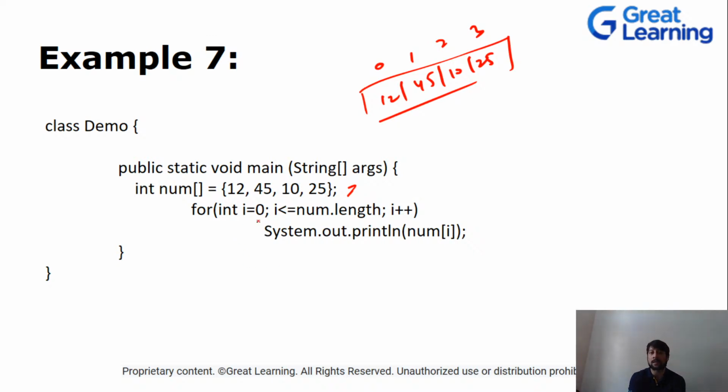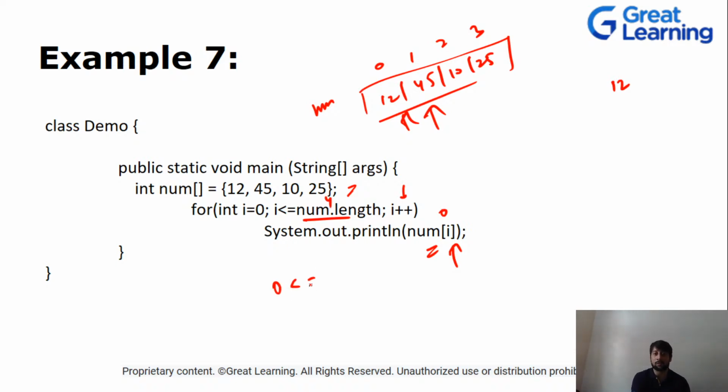Now I'm looping around it. So I will say that whatever is at 0th of i, the name of this array is num. So num of i, that means num of 0, so 12 will be printed. Then I'm incrementing it, and I'm also checking the length of the array. The length of the array is nothing but 4.